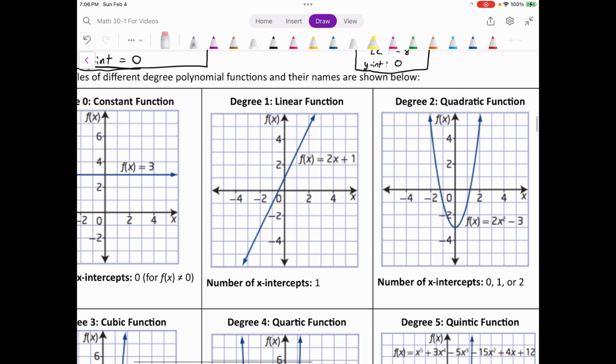Moving on, though, to degree 1, our linear functions, these are lines, right?